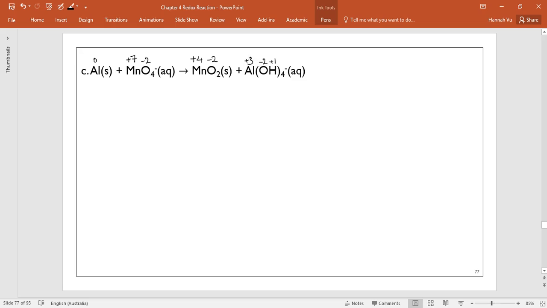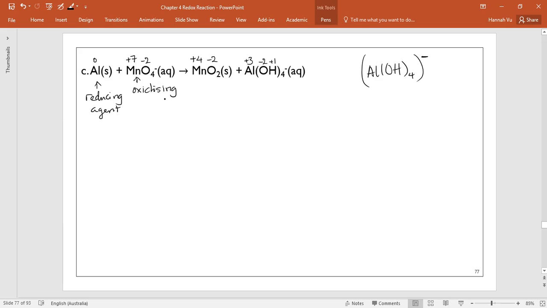The overall charge of this ion, which is AlOH4, the overall charge is -1. So the negative here actually is supposed to be on the whole thing. Now it looks a little bit hard to see. There should be an increase in oxidation numbers for aluminium from 0 to +3. So this is going to be the reducing agent. And manganese has gone down from +7 to +4, so this is your oxidizing agent.